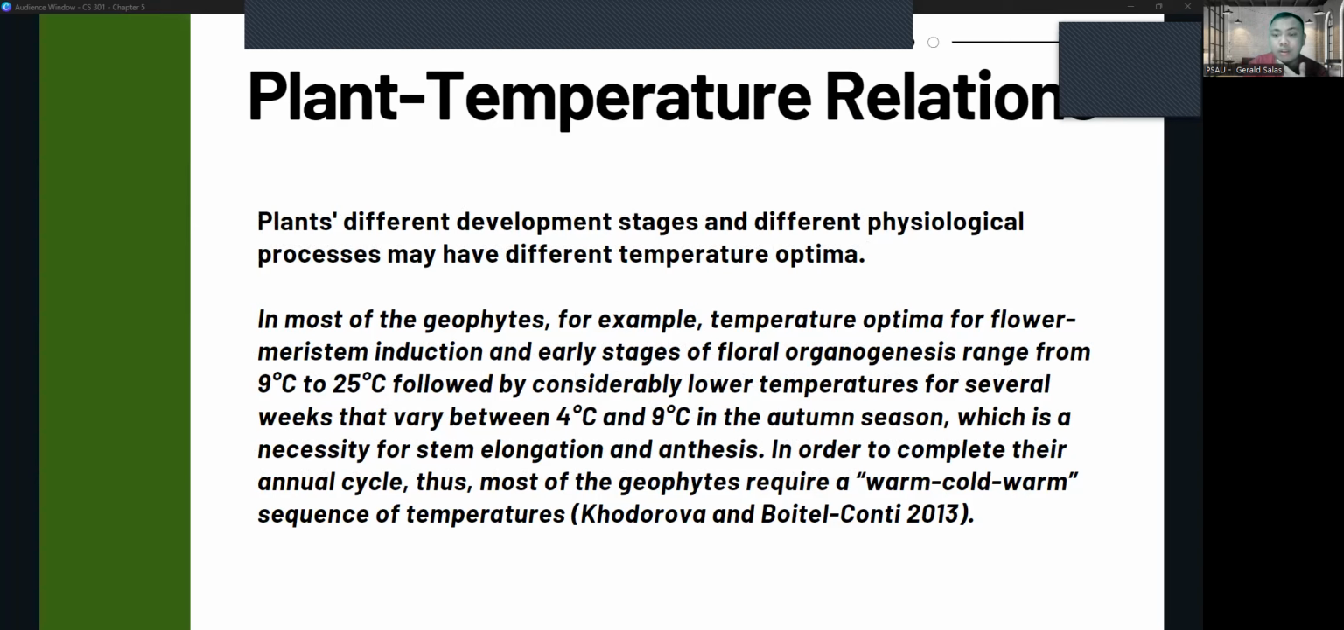followed by considerably lower temperatures for several weeks that vary between 4 degrees Celsius and 9 degrees Celsius in the autumn season, which is a necessity for stem elongation and anthesis. In order to complete their annual cycle, thus, most of the geophytes require a warm, cold, warm sequence of temperatures. So depending on what type of plant you have, it requires different temperatures based on the stages the plants are undergoing.